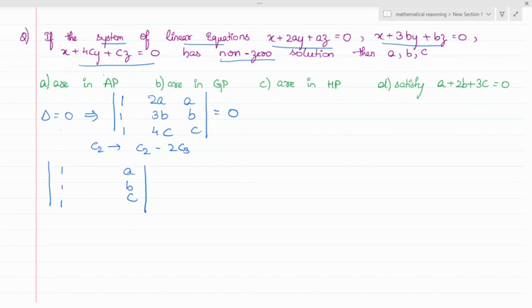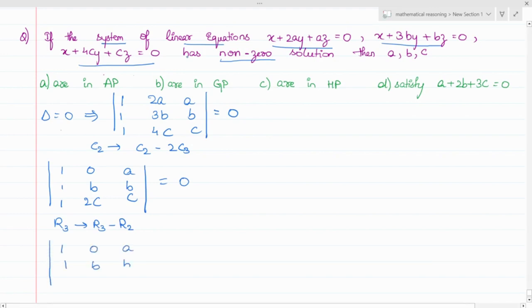So 2a minus 2 times of a, that is 0. 3b minus 2b, b, 4c minus 2c, that is 2c. Okay. Next, and this is equal to 0. Next, apply the row transformation. R3 changes to R3 minus R2. So R1 and R2 remain as it is. 1, b, b. R3, that is 1 minus R2, again 1, 0. 2c minus b. Next, c minus b. And this is equal to 0.